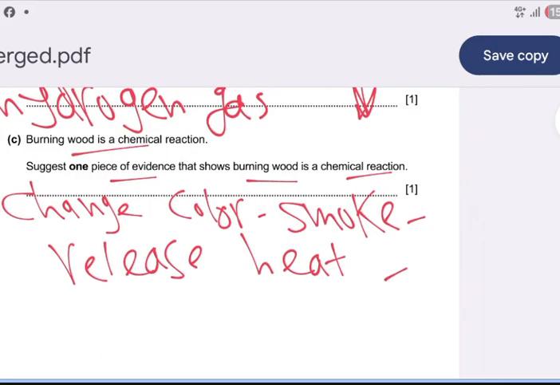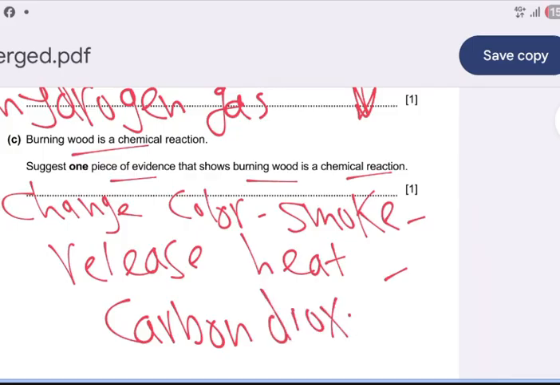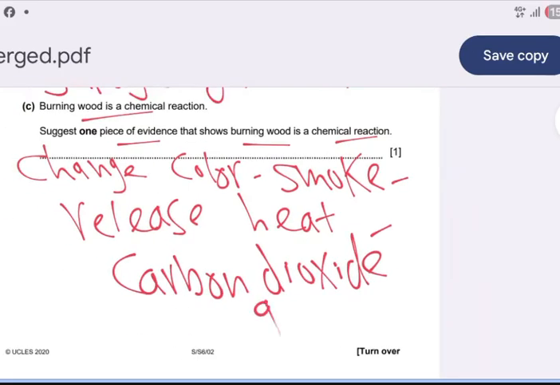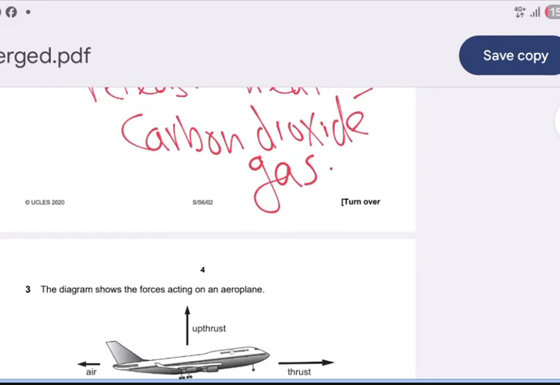So you can also say it releases carbon dioxide gas, because you know the name of the gas. When you burn any wood, it will give it to you. So you can say releases carbon dioxide gas. Also, this is like evidence, right? So you are going to start to mention the points that he wanted to see in your answer. Thank you. Okay, turn the page.